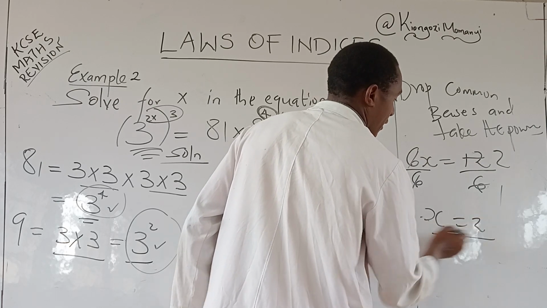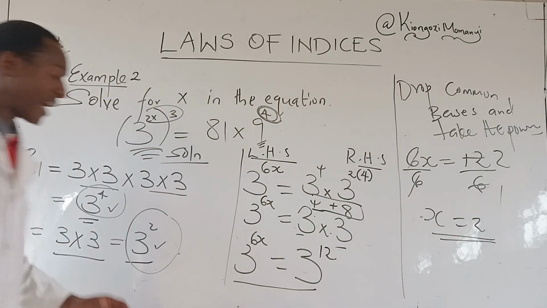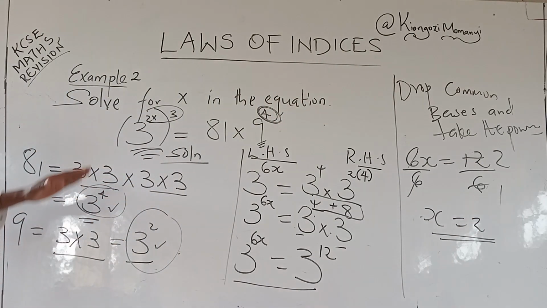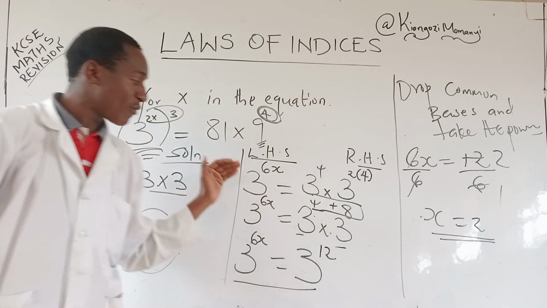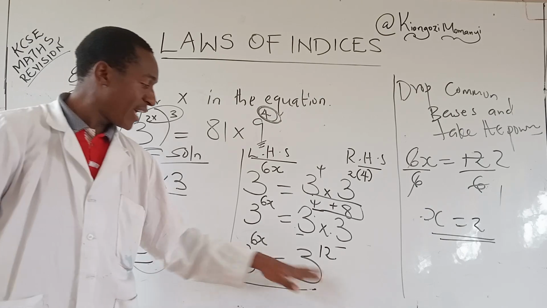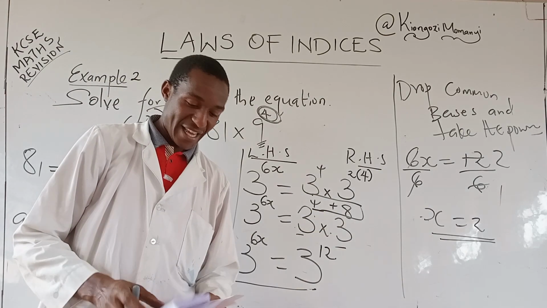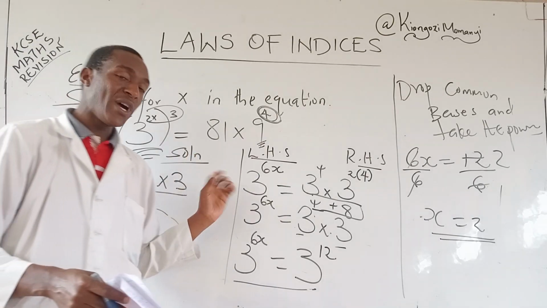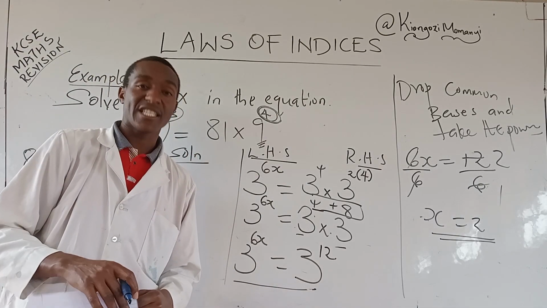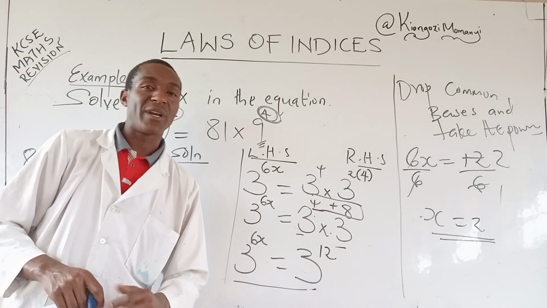Your x is 2. Again, common and very important things: prime factorization, forming similar bases, and then of course at a point where they are now common, you drop them and take the powers. That is our last example in this video, and I hope you shall join us in the next video, which is a little bit more complex. See you.